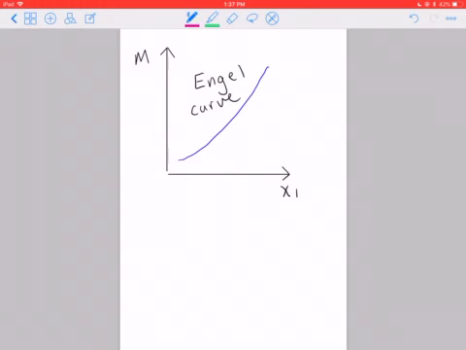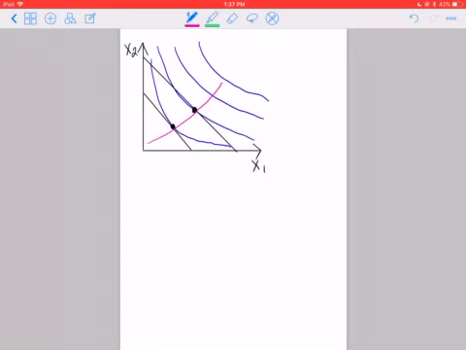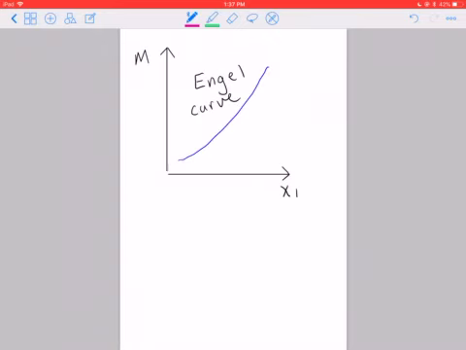So we'll go ahead and switch over here. This is what our Engel curve looks like. It looks very similar to our income offer curve that we had before, but the main distinction we want to see here is that instead of x2 on this axis, we now have m, equaling income.